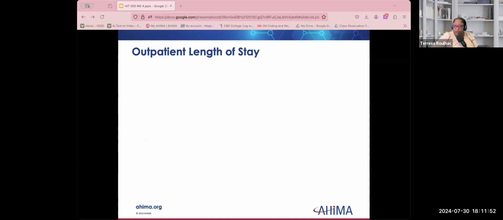Now let's get to it. We're going to calculate the time spent in an outpatient setting. Make sure you have your calculators with you. I did not open mine up. Let me see if I can get it up and open really quick and shared with everybody.